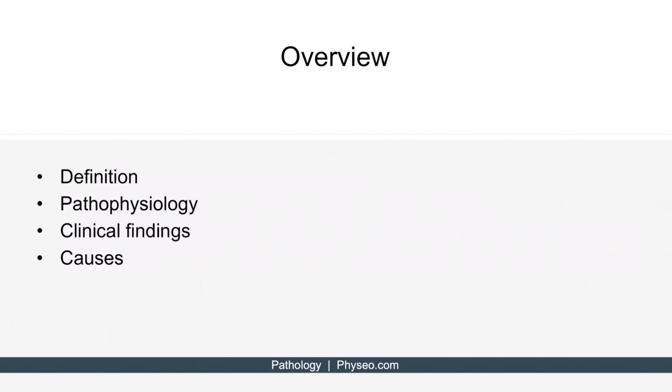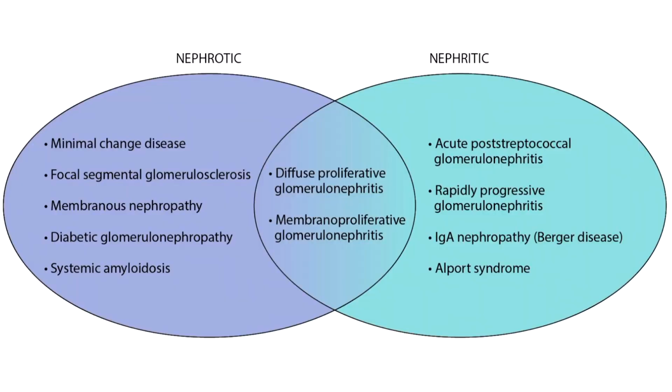So we've covered the definition, pathophys, and clinical findings of nephrotic syndrome. So now let's talk about the causes. The primary causes of nephrotic syndrome are minimal change disease, focal segmental glomerulosclerosis, membranous nephropathy, diabetic glomerulonephropathy, and systemic amyloidosis. We'll be discussing each of these in detail using a table.